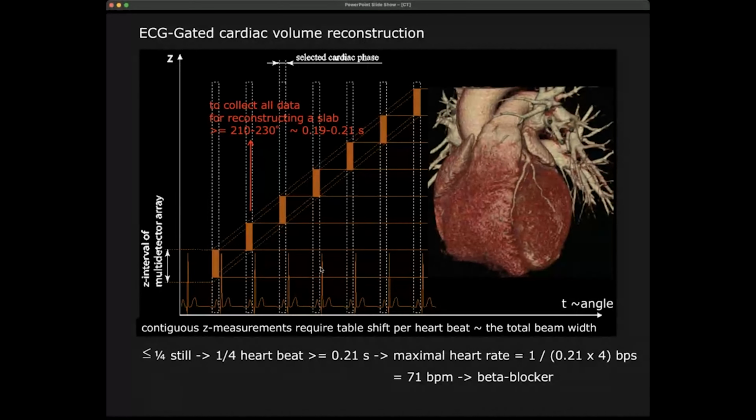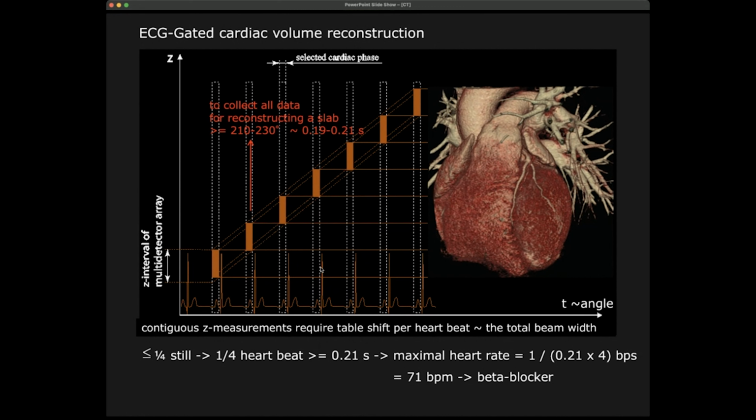So for cardiac imaging, the ECG is super important. First, to recognize where you are in the cardiac cycle. And secondly, to potentially trigger the acquisition to make sure that the data that you collect is from the same cardiac cycle.